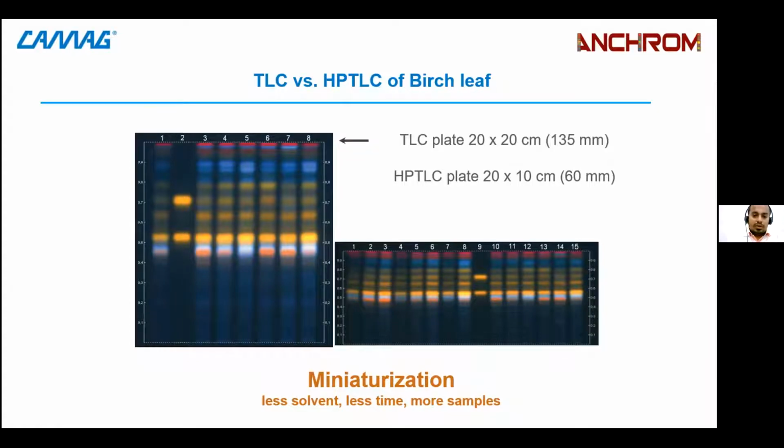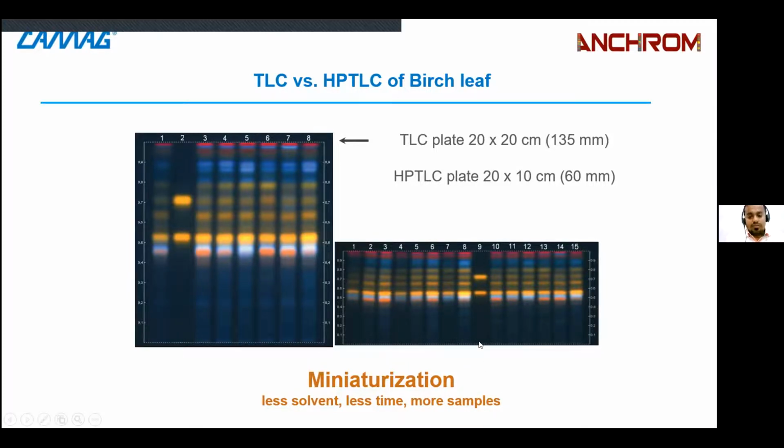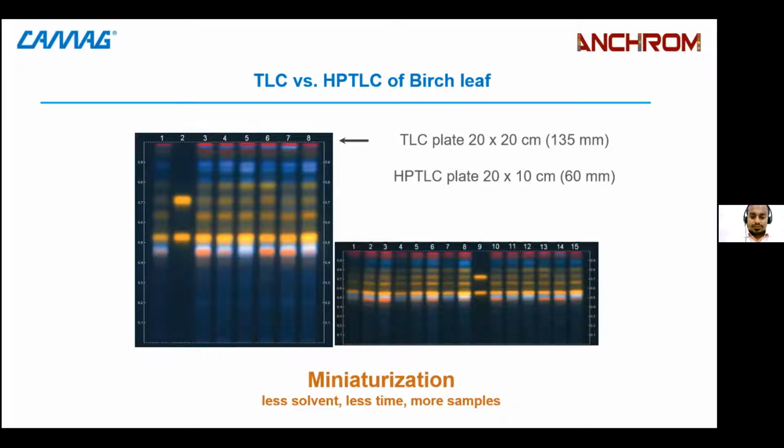But when an HPTLC plate is used, on half of the plate your same sample gets separated in less time and with less solvent. So when you use HPTLC, you are doing miniaturization with respect to solvent, less time and more samples. So this is the advantage of HPTLC stationary phases.